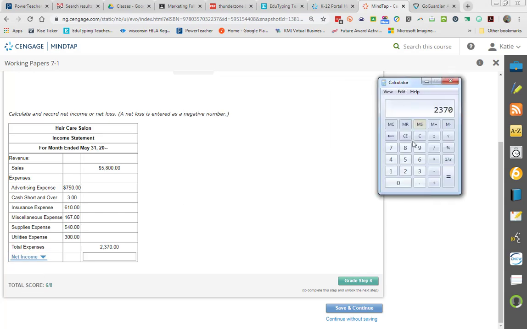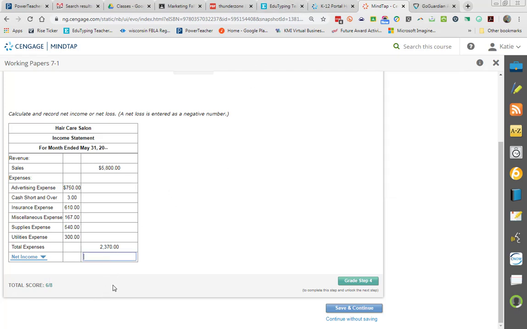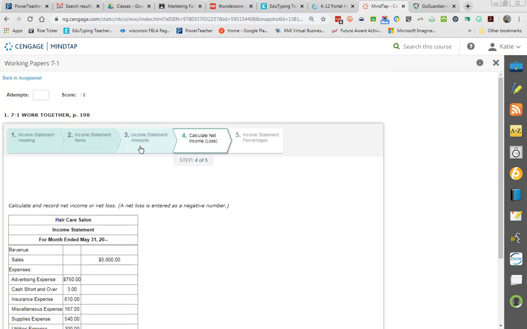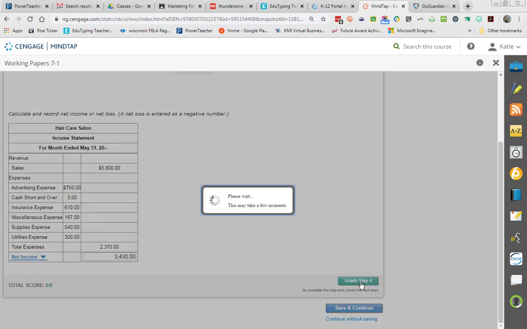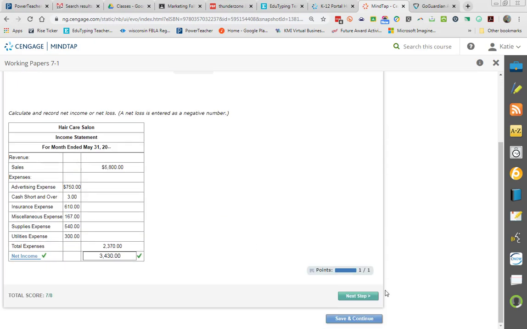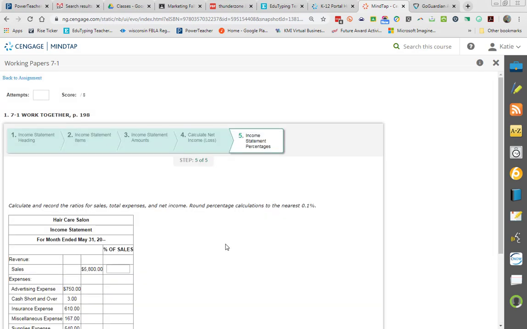Now, to calculate my net income, I'm going to take $5,800 and subtract $2,370, and that gives me a net income of $3,430. That number should be familiar to me as well, because that was on step three when it showed us the actual worksheet; that was your net income. So I got that part done well.